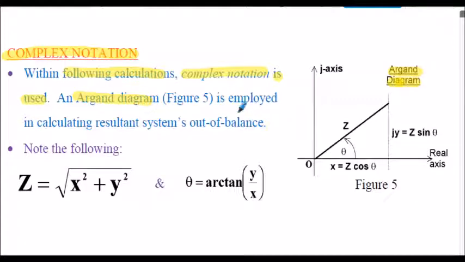Okay, so we're going to employ the Argand diagram in calculating the resultant out of balance for the system. So we'll be using a bit of Pythagoras theorem to work out the modulus, resultant if you like, of our x and y forces, and also I'll be calculating the angle theta using the x and y components as shown here. Just very standard Pythagoras theorem and basic trig, just to work out these angles. We've done this kind of thing before in mathematics at level 4 actually.